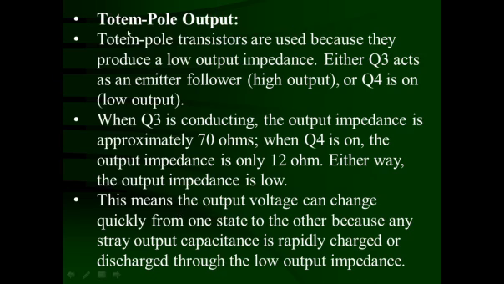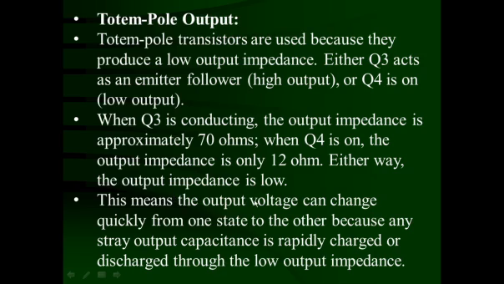Totem pole arrangement. The totem pole transistors are used because they produce low output impedance. Either Q3 acts as an emitter follower, giving high output, or Q4 is on, which is nothing but output is going to be low. When Q3 is conducting, the output impedance is approximately 70 ohms. When Q4 is on, the output impedance is only 12 ohms. Either way, the output impedance is low.